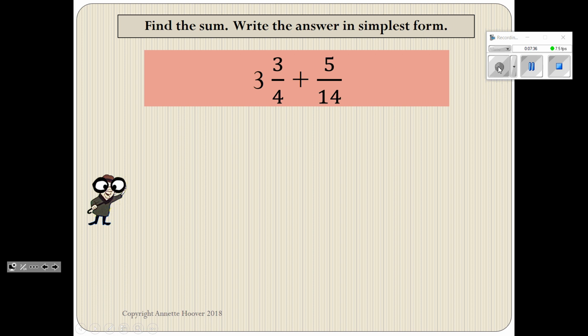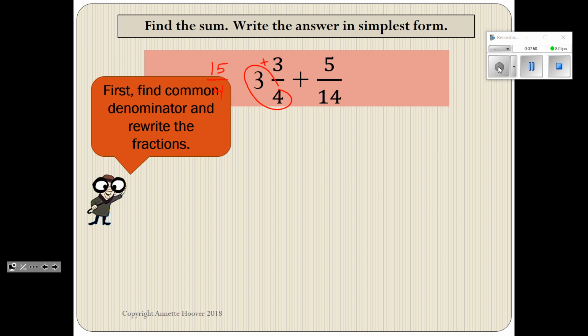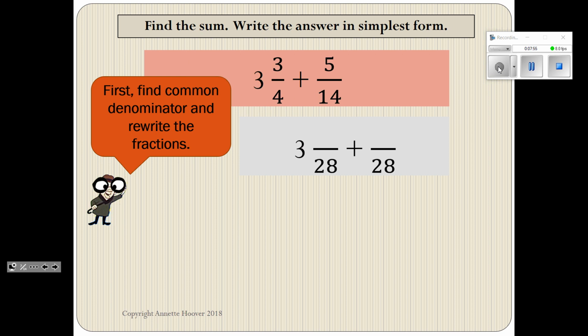3 3/4 plus 5/14. You could turn this into an improper fraction, and that would be 12 plus 3 is 15/4. Or you can use the mixed number and do it that way. So what I chose to do this time was to keep it a mixed number. And I'm just going to rewrite the two fractions. 4 and 14. I know the least common multiple for 4 and 14 is 28. So 4 times 7 equals 28. So I have to go 3 times 7, which is 21. 14 times 2 is 28. So I have to go 5 times 2, which is 10.